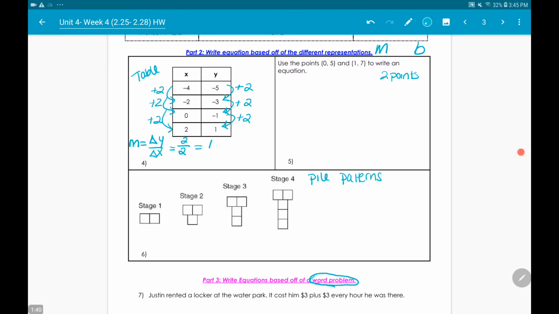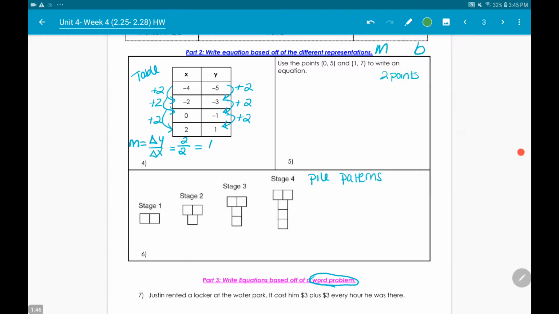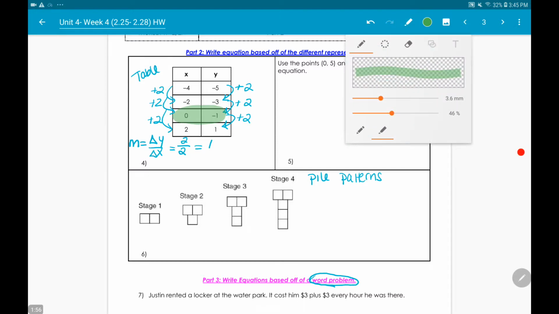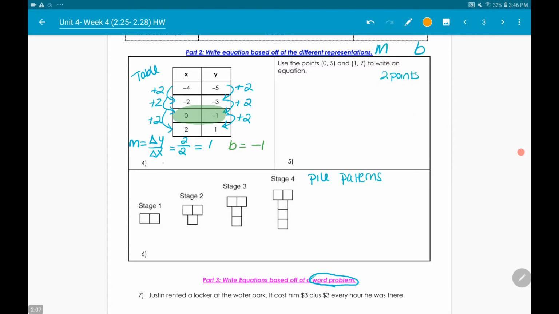Now the other value we need is b. So let's find b. And do we remember where to find b in the table? It's when x equals 0, and I can find that right here. So my b value equals -1. So my equation is y equals 1x minus 1. Because remember, the equation looks like this. Y equals mx plus b.